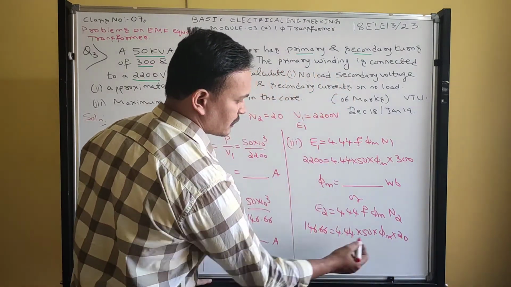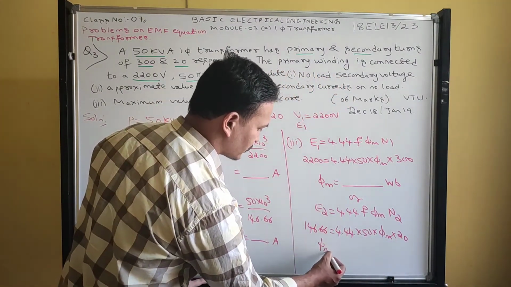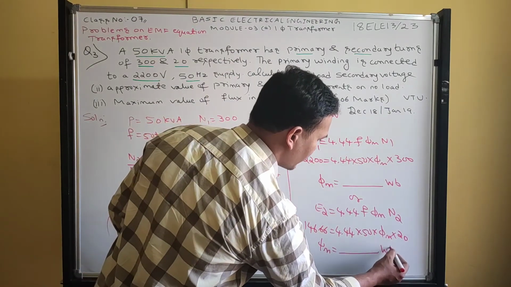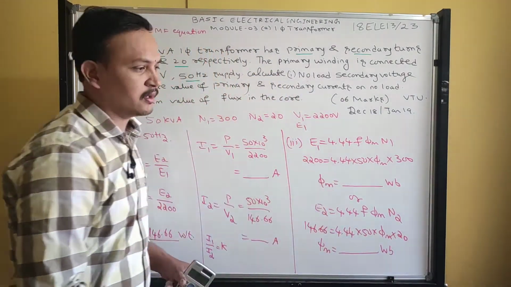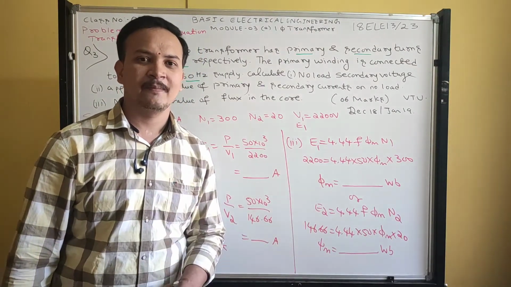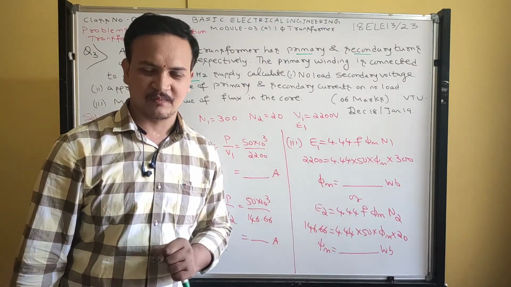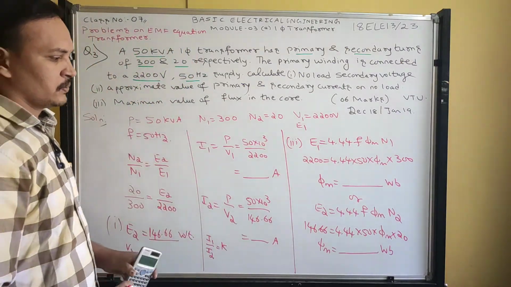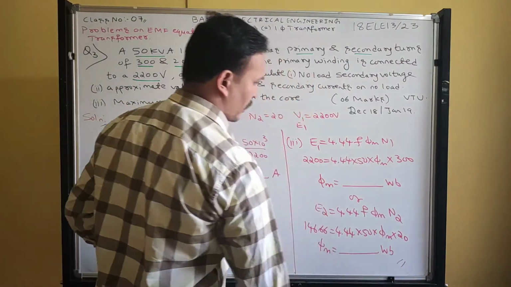20. Guys, again solve this equation. From this also you will get the same answer. What answer you got here, same answer you will get here also, because transformer is a constant flux machine. Got it? So this completes this problem.